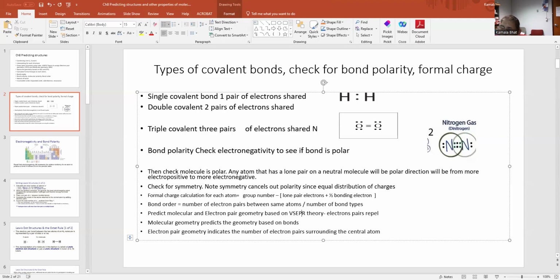The central atom is generally the most electropositive element in the formula of the compound. And so you get two types of geometry. One is the molecular geometry, which indicates the manner in which the atoms are bound to the central atom, and the electron pair geometry indicates the number of electron pairs that are bounded to the central atom.